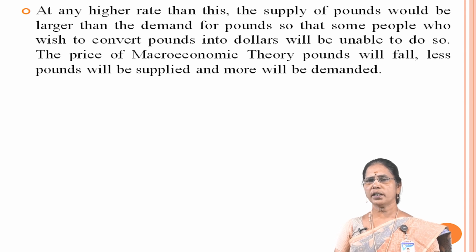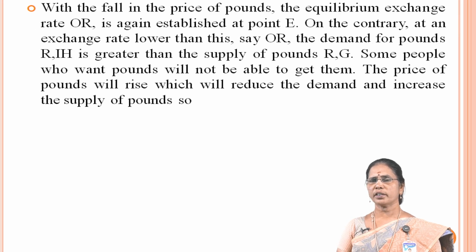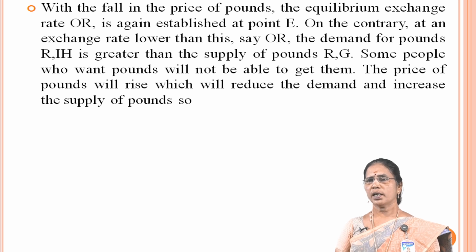When the exchange rate increases to OR1, the supply of pounds RB is greater than the demand RA. The demand for pounds will rise with the fall in the price of pounds. The equilibrium exchange rate OR is again established at point E.